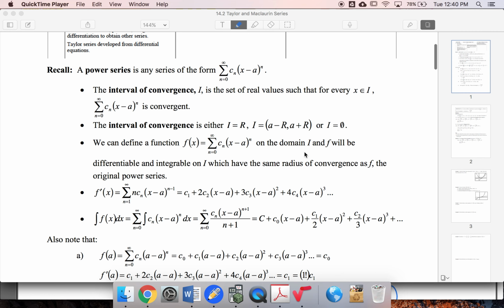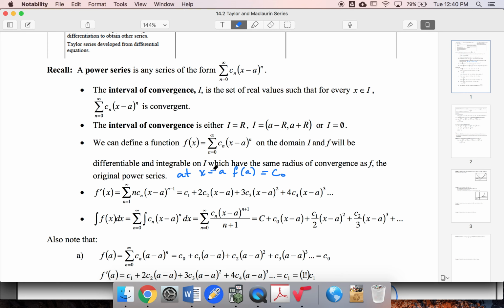Within my domain I, this function can be differentiated or integrated. And the fact that this is true helps me to determine what my coefficients are. So remember, if x was equal to a, then I know that this converged because it turns into just the value c sub 0. So let's write that down. At x equals a, f of a is just my c sub 0 term.